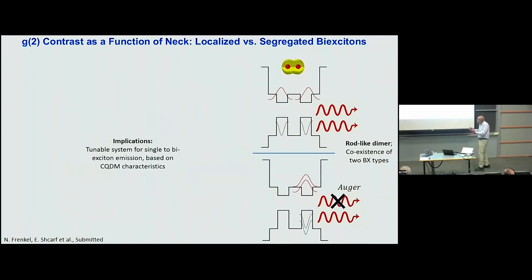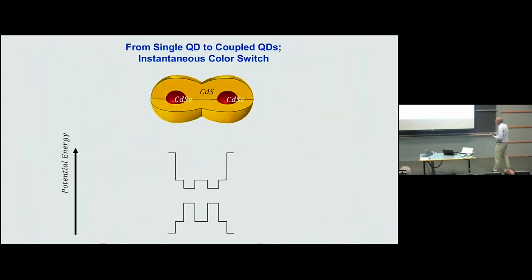And the implications are that this can be a tunable system for either single or bi-exciton emission, depending on the synthesis parameters. Okay. Now what else can we do? Synthesis property now, something which will be an instantaneous color switch. Think about heterodimer, green, red. Can we switch green and red emission?